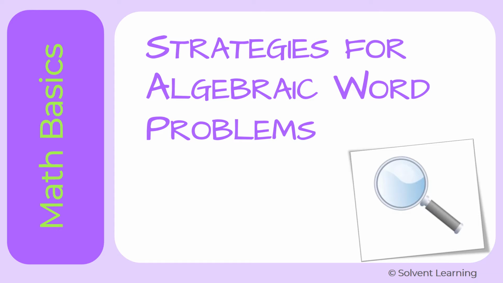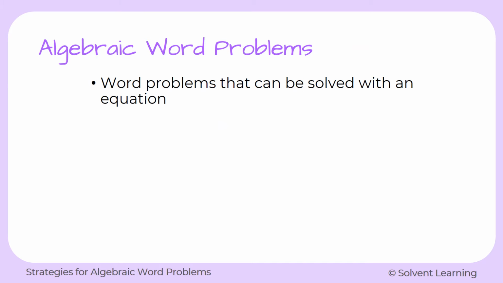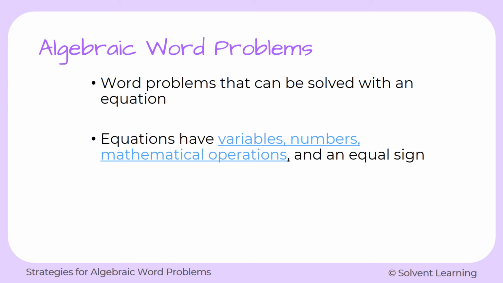So we're going to look at specific strategies to use to take the word problem and write it as an algebraic expression or equation. First, let's look at some of those strategies. So algebraic word problems are word problems that can be solved with an equation. These equations have variables, numbers, mathematical operations like addition, subtraction, multiplication, and division. And remember, equations also have an equal sign.